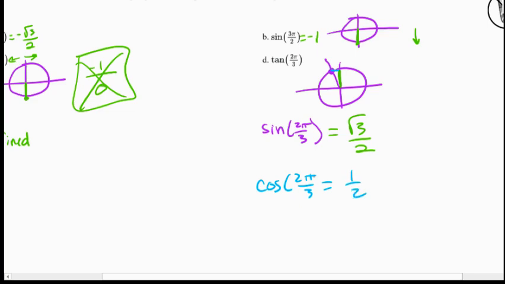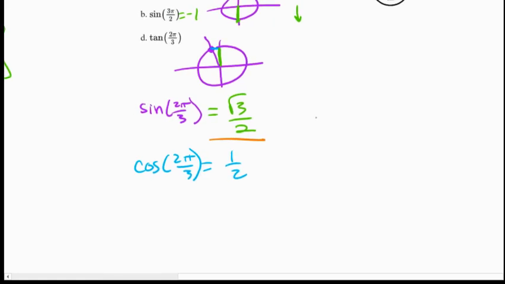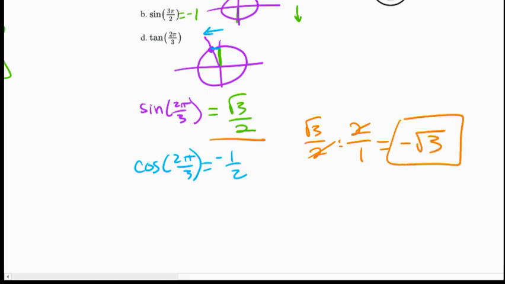And then tangent is just sine divided by cosine. So I'm going to multiply by the reciprocal. Oh, I forgot to mention that my cosine is negative because we went to the left. So I'm multiplying by negative 2. The 2's cancel. I'm left with just negative root 3. So tangent of 2 pi over 3 is equal to negative root 3.